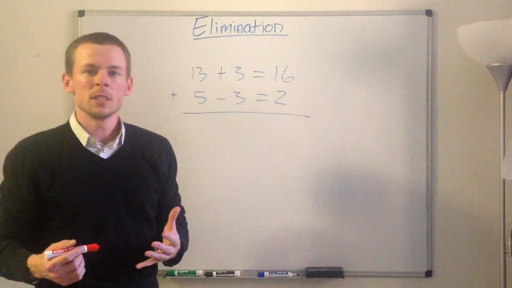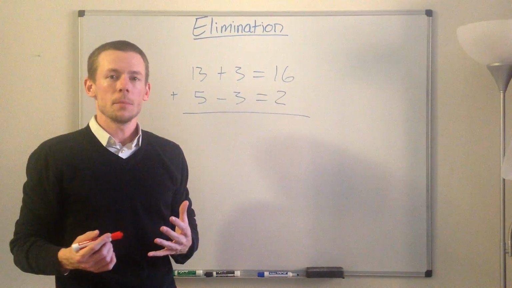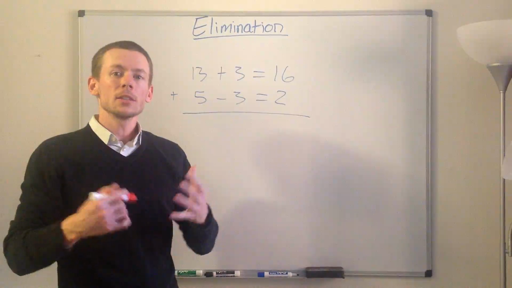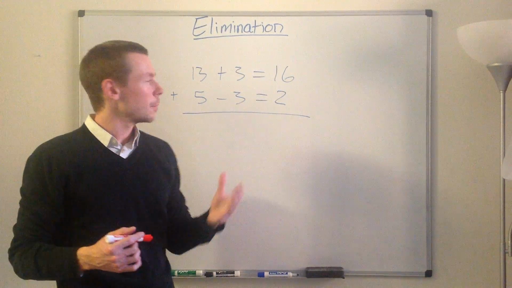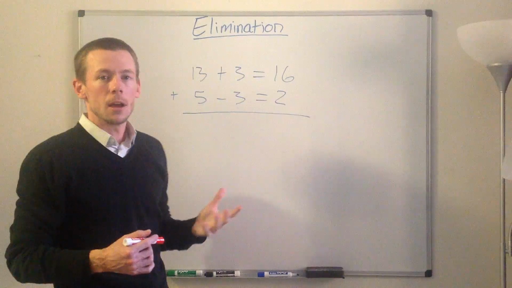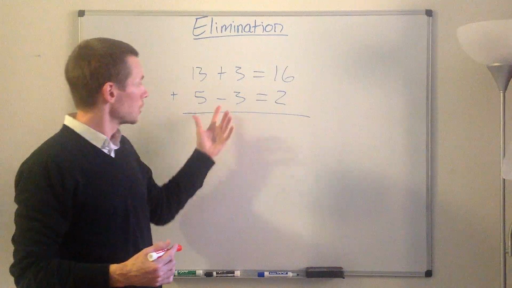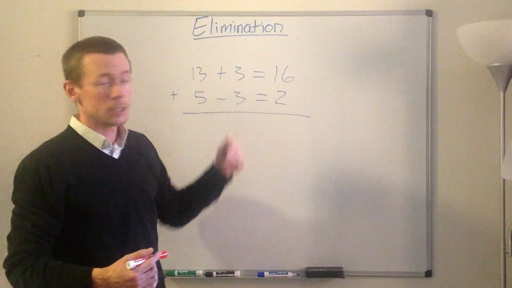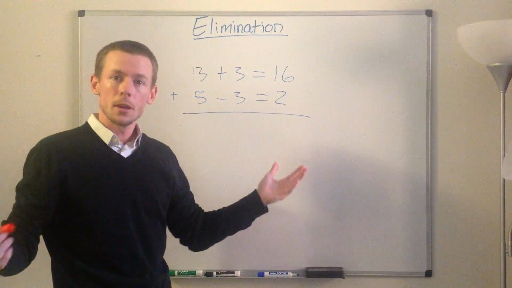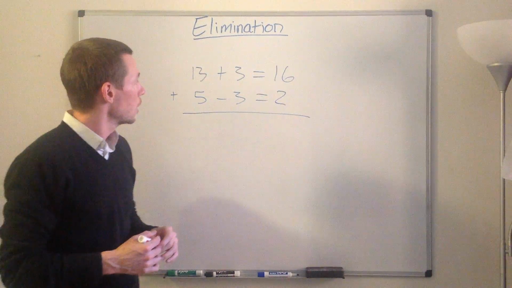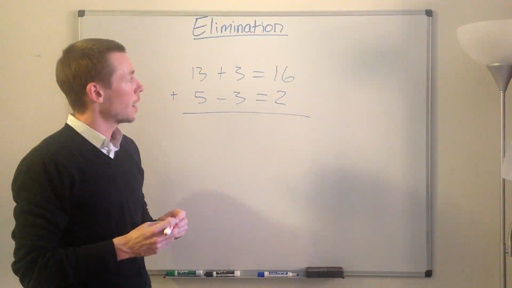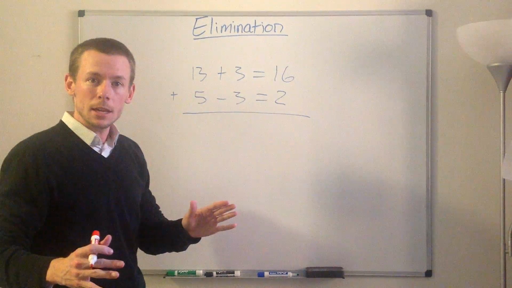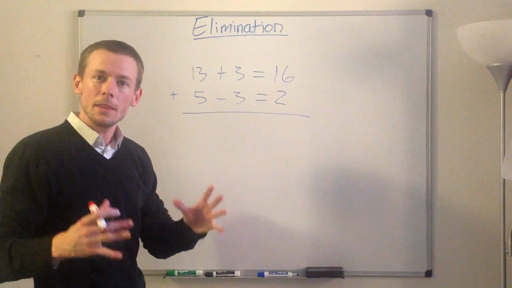This lesson is going to examine the elimination method for solving systems of equations. So, like the substitution lesson, I'm going to start off with a couple of basic addition and subtraction computations. 13 plus 3 equals 16, and 5 minus 3 equals 2. Those are both true, and what I'm going to do with them is show you that if I add them vertically, I'll still maintain the equality.